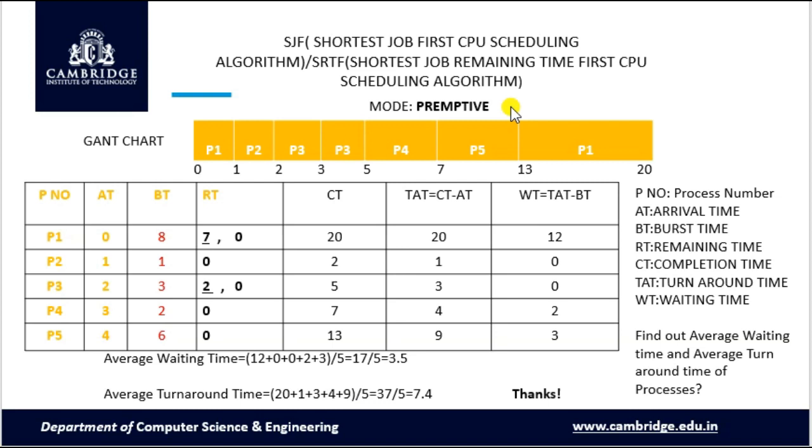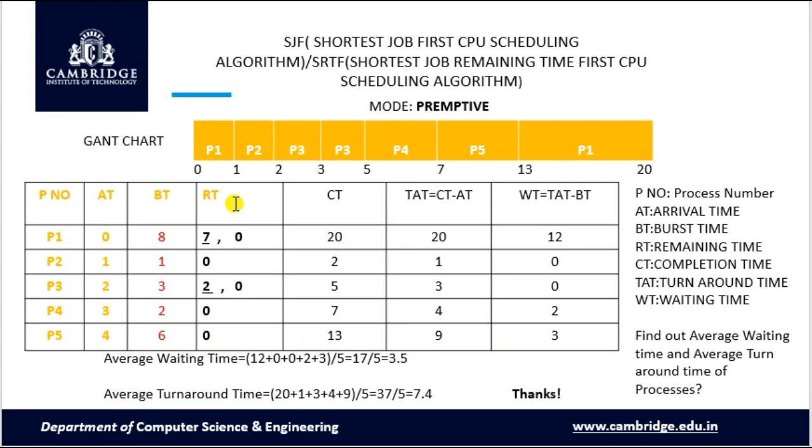Now consider the table. In the first column the process number is mentioned, the second column is arrival time, the third column is burst time, and RT stands for remaining time. This is the problem which is given as far as this table is concerned.